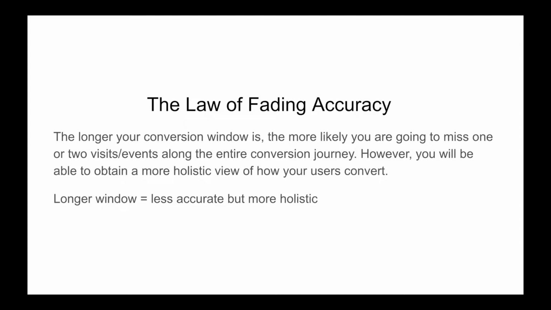The law of fading accuracy. The further back your attribution window is, the more likely you're going to miss one or two visits on the way. Something is going to be misattributed or unattributed, simply due to cookie mistakes and a variety of other issues. However, the longer your attribution window is, the more holistic your entire analysis is. You can have a holistic view of how your customer is interacting with your brand before converting. So a longer window means it's less accurate but more holistic, and a shorter attribution window means it will have a lot better accuracy in terms of the attribution model, but it will be less holistic. It will cover less of the customer journey.